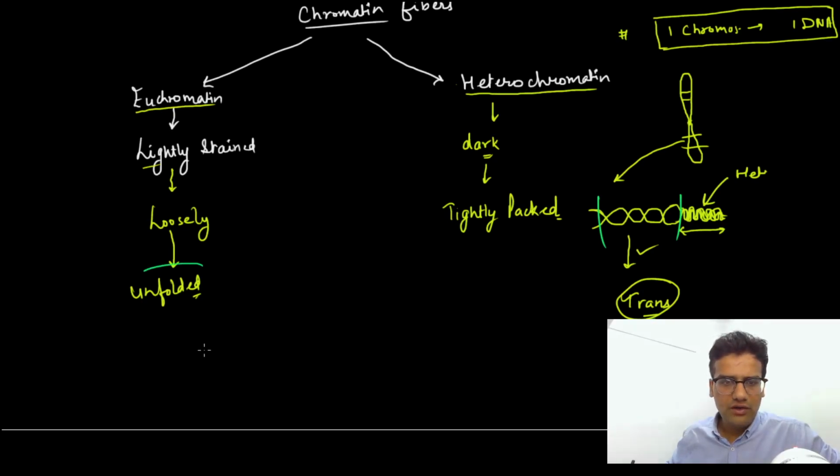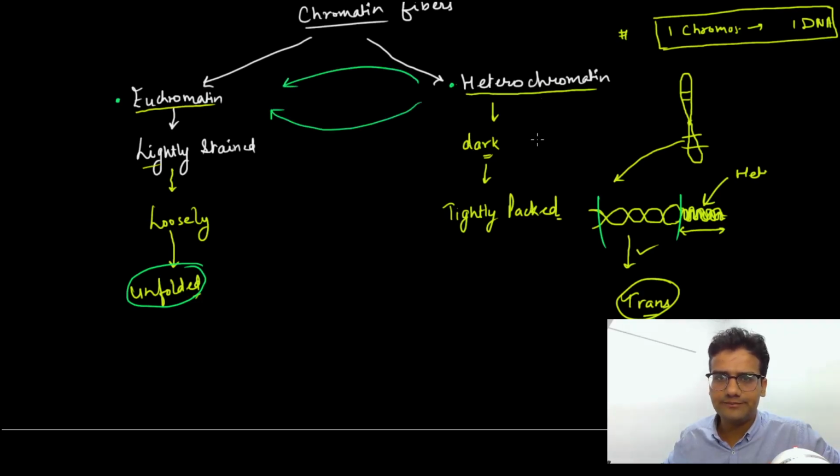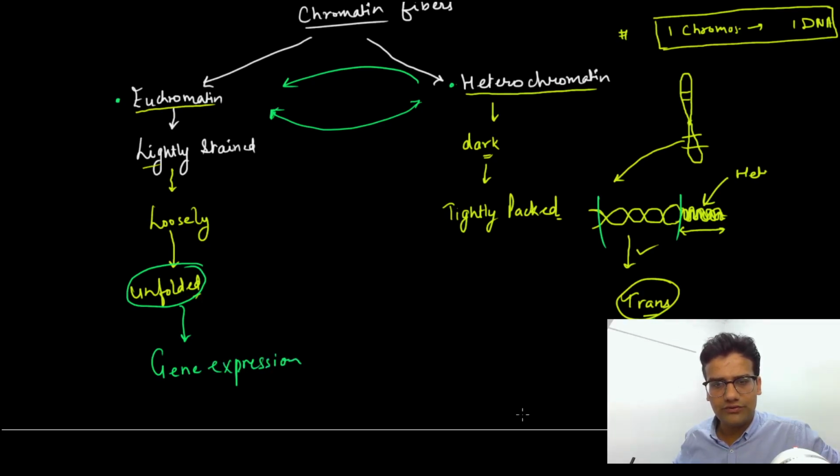So if you are going to transcribe a part, unfold a part, or translate a part, you are going to deal with the euchromatin part. You are not going to deal with the heterochromatin part. Or you can convert heterochromatin into euchromatin and euchromatin into heterochromatin. So this is the unfolded part, and this is the part which undergoes gene expression. This part is responsible for gene expression, and this is the unfolded part.